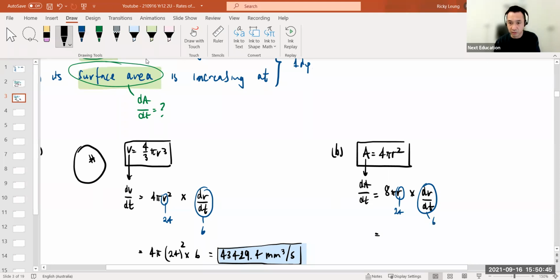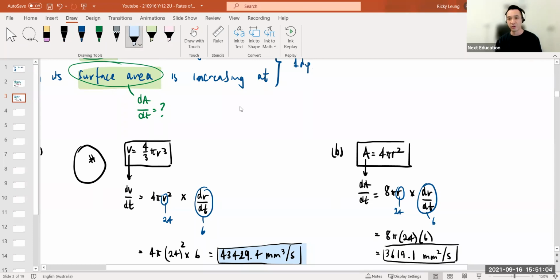Yeah, so then you get 8 pi 24 6. What's that go? So punch it in the calculator: 3619.1 millimeters squared per second. Is that okay? So cube, pretty straightforward. Sphere, the hardest thing is things like the pi throws people off. Pi is a constant. Once you get that, pretty straightforward. Yeah?